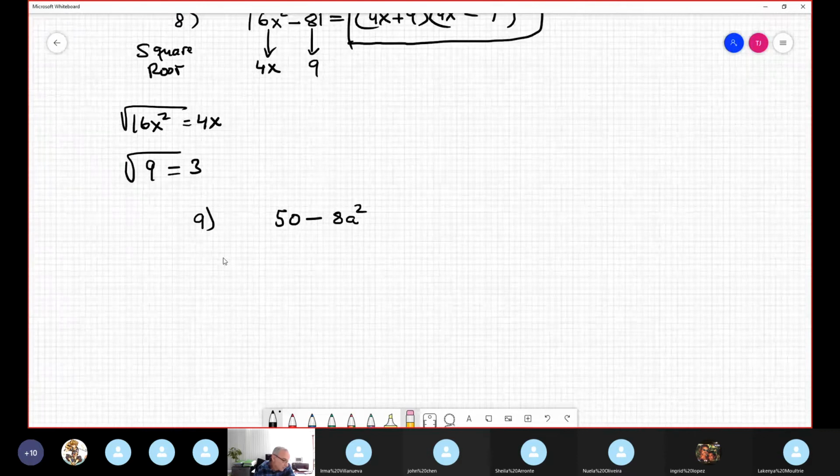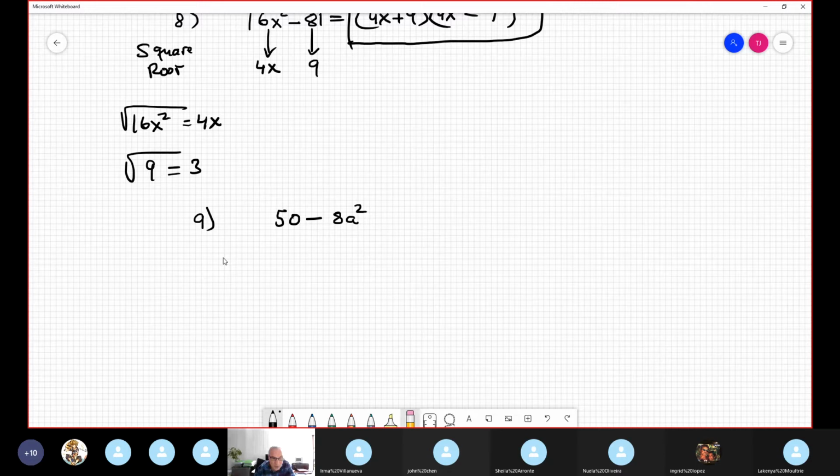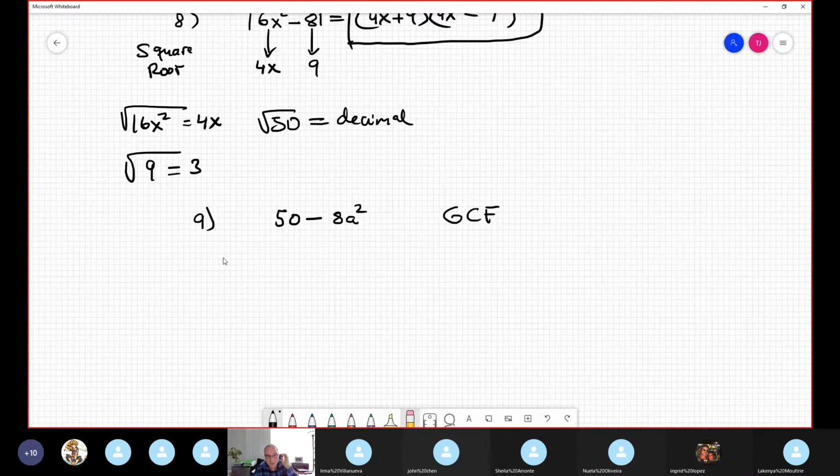Now it's factorization. Factorization this guy. But 50 is not a perfect square, and 8 is not a perfect square, so the square root of 50 is a decimal. You put it in a calculator. No, something is wrong. You forgot again the GCF. What is the GCF in this expression?